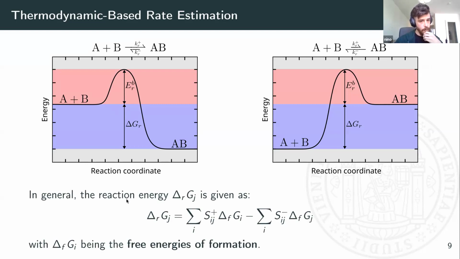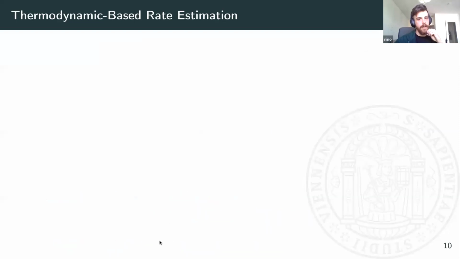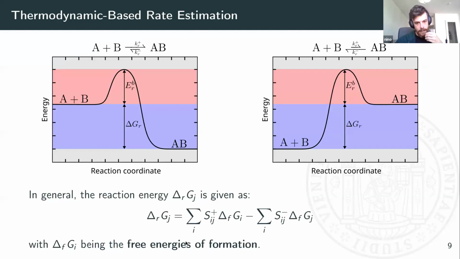But in general, you can get this reaction free energy delta G as the sum of all the product complexes times the corresponding stoichiometric coefficients minus the sum of the educt complexes, again times the corresponding stoichiometric coefficients. So in order to calculate delta G_R, you need the energies of formation of all your species that are involved in your reaction space. And this you can usually calculate using some software tools.